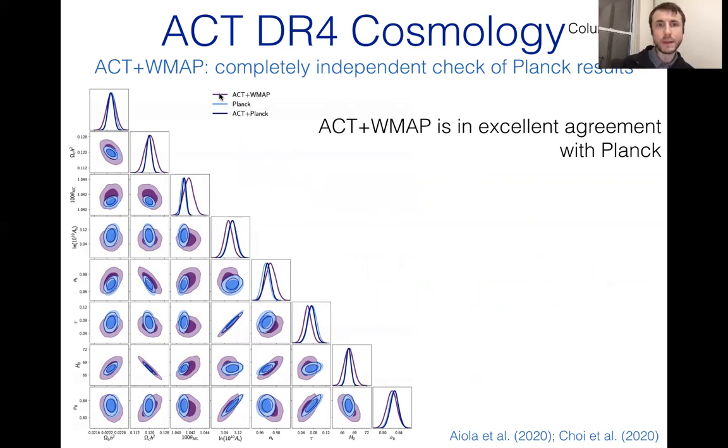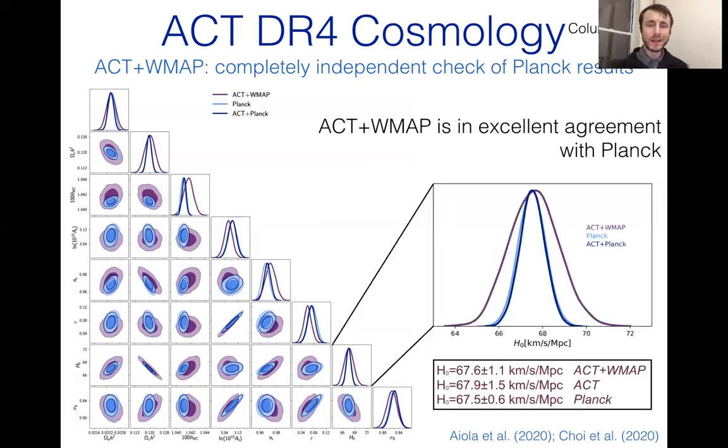But the most interesting comparison, I think, is the purple to the light blue, where you can see that indeed ACT plus WMAP, which is totally independent of Planck in terms of the instrumental systematics and so on, yields lambda CDM parameters that agree very nicely with Planck. So we can zoom in on H0, since that's the purpose of this conference. This is the marginalized 1D posterior on H0. You can see that, as I said, ACT and WMAP agree very nicely with Planck, albeit with slightly larger error bars. So quantitatively, ACT plus WMAP, we have H0 of 67.6 plus or minus 1.1.